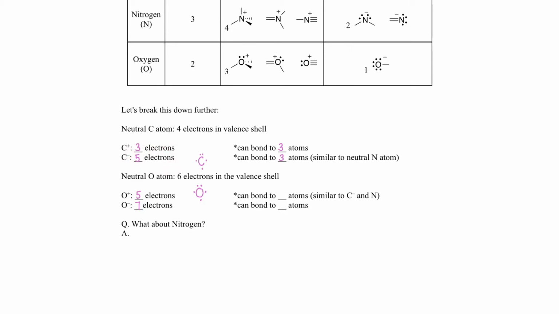And looking at the oxygen anion, it has 7 valence electrons. Do we know anything that we have learned so far that has 7 valence electrons? We do, right? All the halogens that we've seen so far have 7 valence electrons. And they form 1 bond to an atom. So similar to halogens.